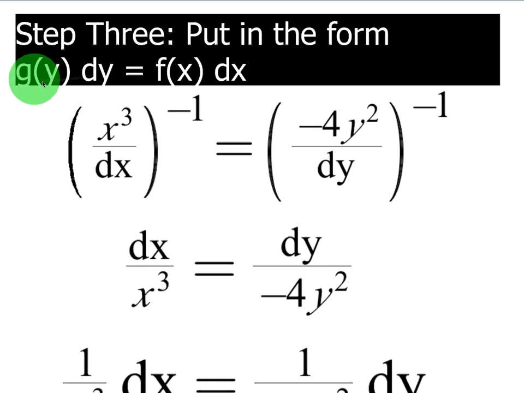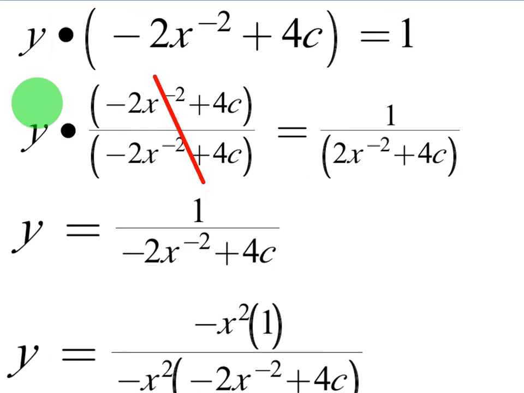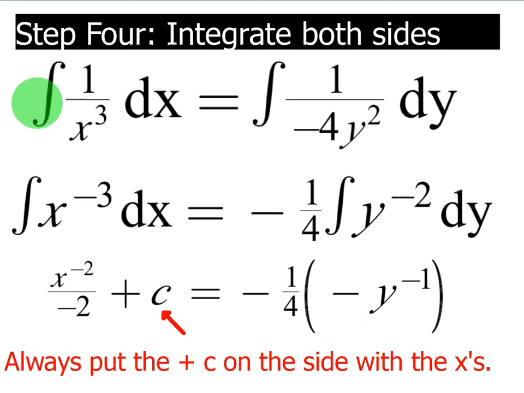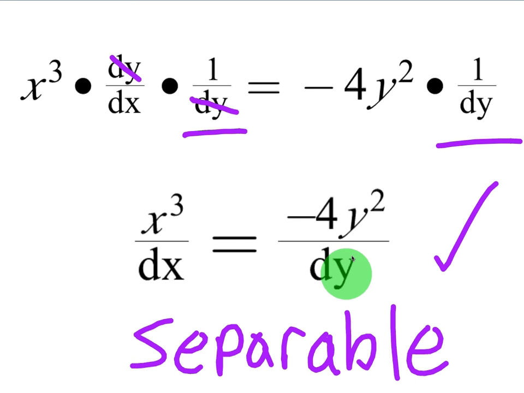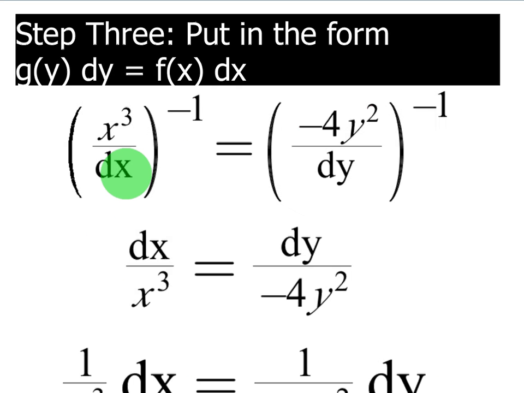Step 3, put in the form g of y dy equals f of x dx. So here's the problem. I went too far here. Let's go backwards here a little bit. Okay. The problem is my dx's and dy's are on the bottom. So in effect, what I have to do is just flip these, because the dx's and dy's need to be on top. And we'll do that by raising both sides to the negative first power, or taking the reciprocal of both sides. Remember, we can do that because if two things are equal, then the reciprocals are equal.